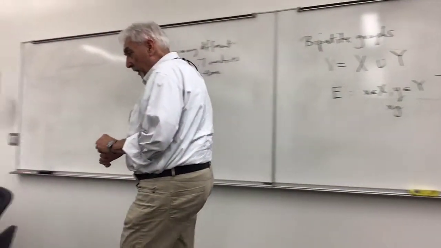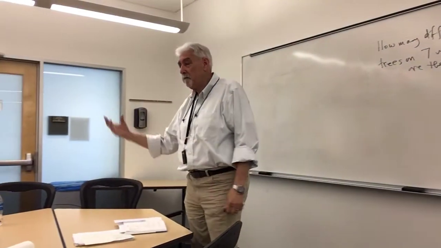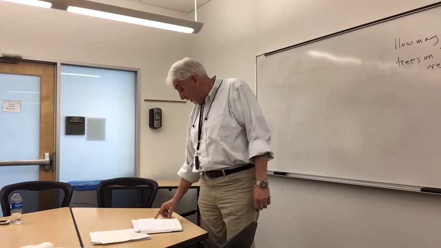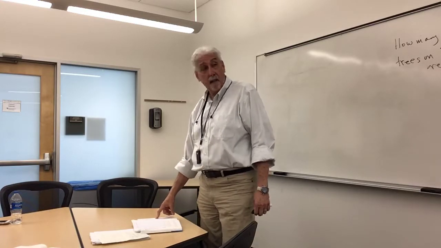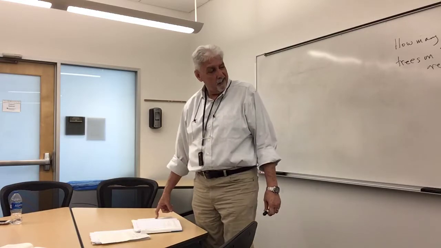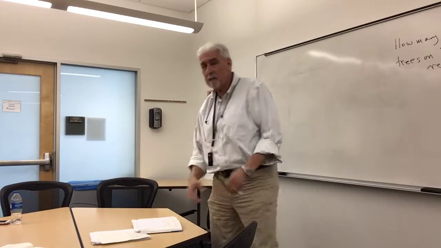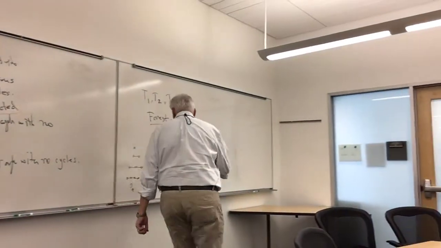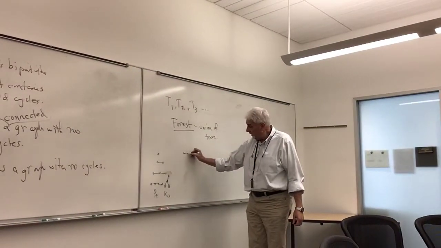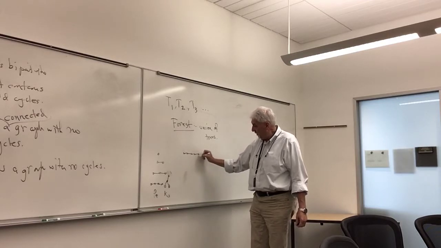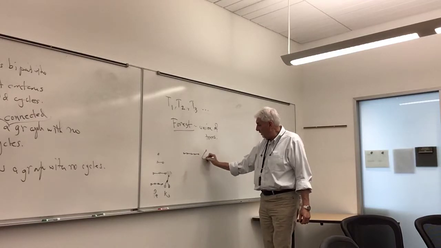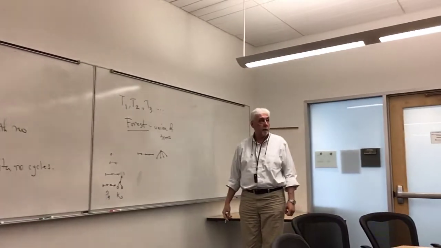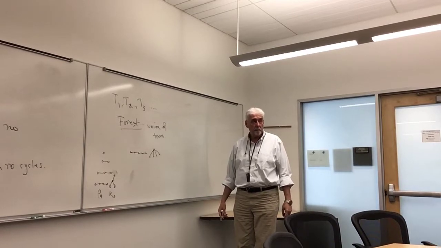Okay, so there's 2. How many trees on 5 vertices? Let's actually draw those. There's 2 easy ones, right? There's P5, and there's the star. Are there any more?